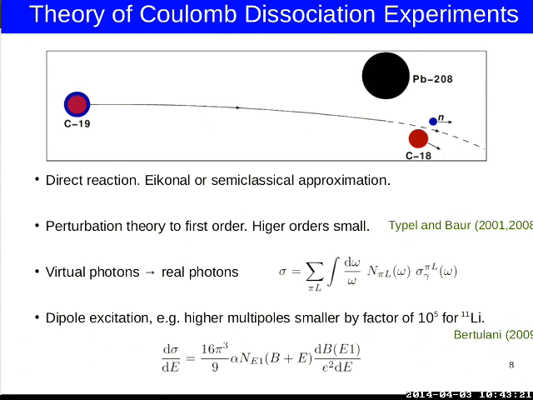Now, the kinematics of this reaction is such that the eikonal approximation can be used, because these reactions are typically done at about 50 million electron volts per nucleon or larger. And it can be understood as a direct reaction, meaning there is no compound nucleus formation.